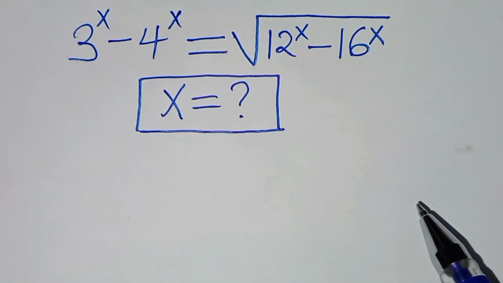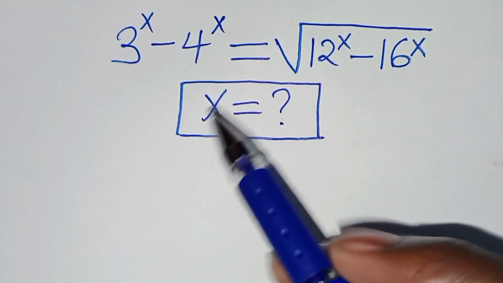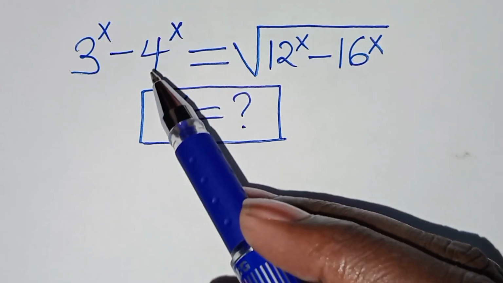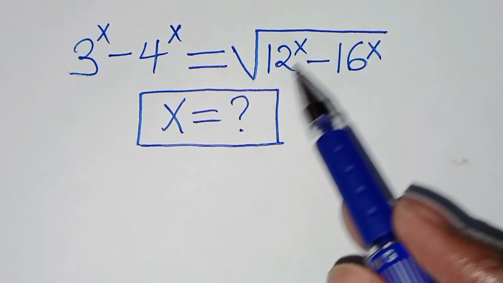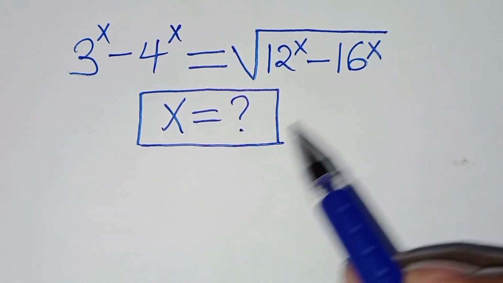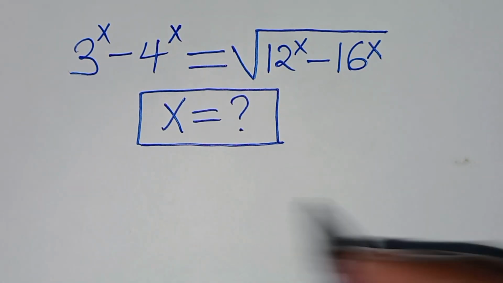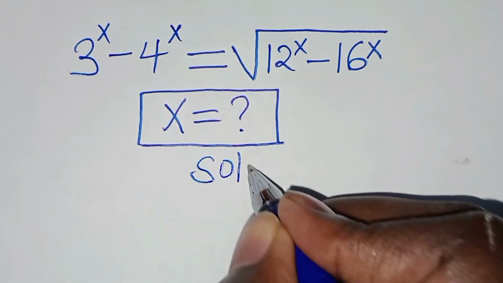Hello everyone, you're welcome to solve this nice algebra problem: 3 to power x minus 4 to power x is equal to the square root of 12 to power x minus 16 to power x. So what is the value of x? Let's present the solution from here.